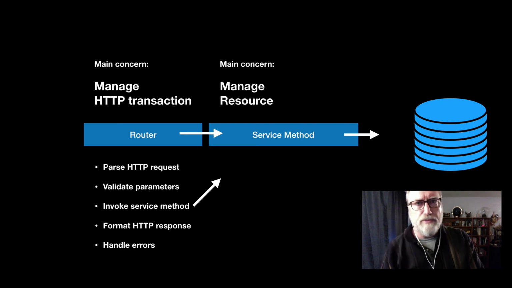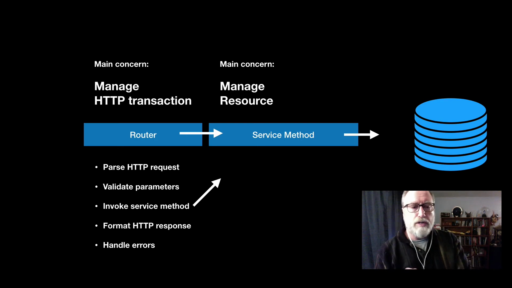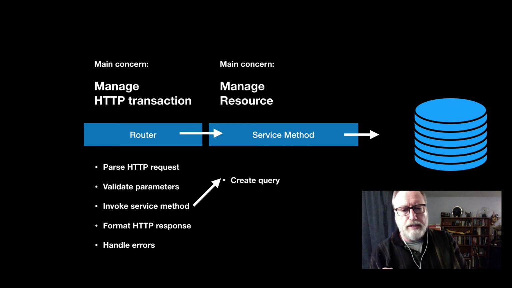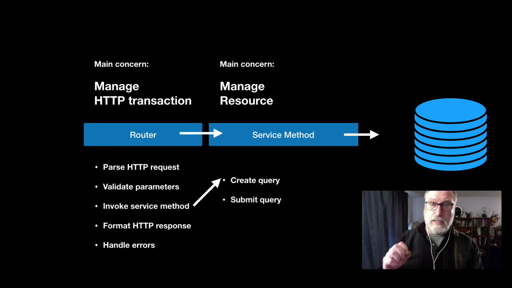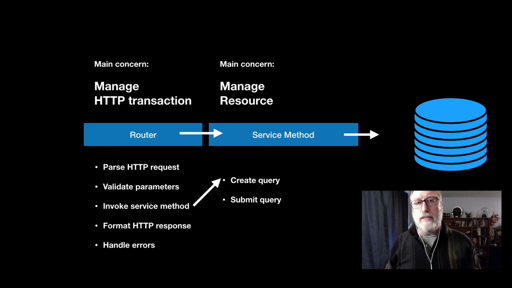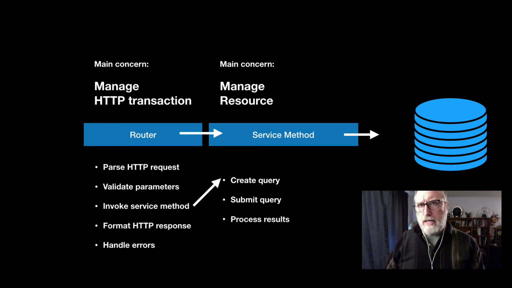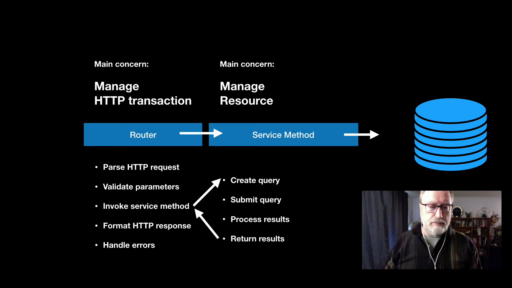So when the router invokes the service method, it will use connects to create an SQL query. It'll submit that query using a method chain, as we've seen. We'll get the results back asynchronously using promise-like objects, and then we'll process those results and return them back to the router, where they will get formatted up as a response and sent back out across the net.